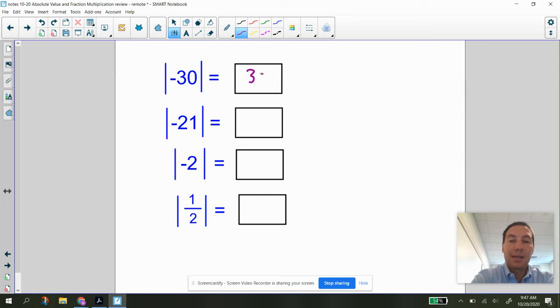This one's going to be positive 30, positive 21, positive 2. And then look at that. The absolute value of positive 1/2 is just 1/2. So I know when I was a kid, I didn't actually think about the whole distance from 0 thing. I just thought those little absolute value lines make the number positive. And if it is already positive, you keep it positive.